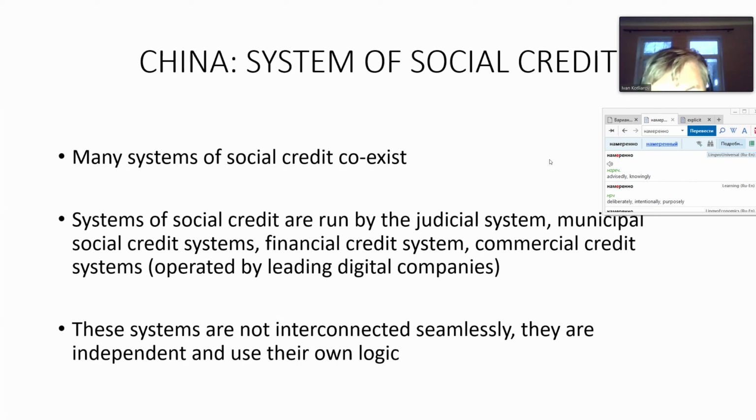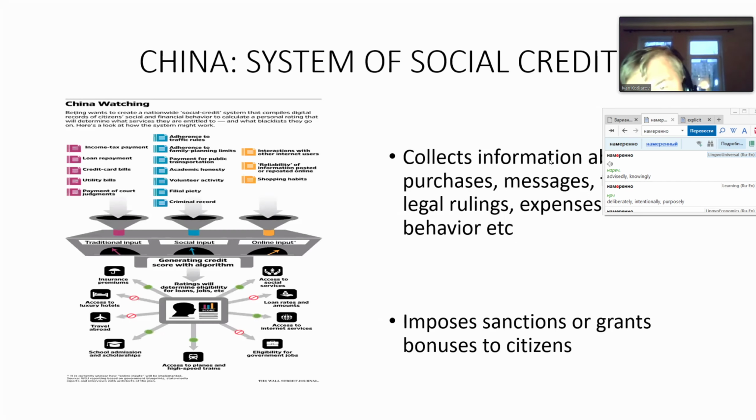So there are a lot of rules which you should comply with, and these systems of social credit, as I have already said, form a meta system, a super system, I would say, of social credit in China. Is it clear, ladies and gentlemen? Yes. Okay. So how does it operate?